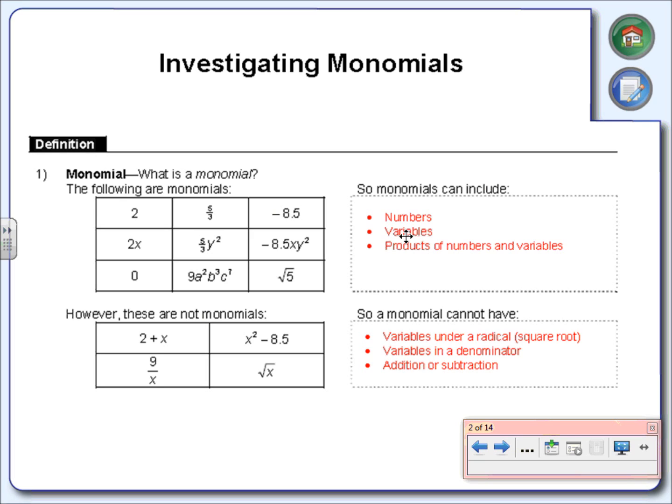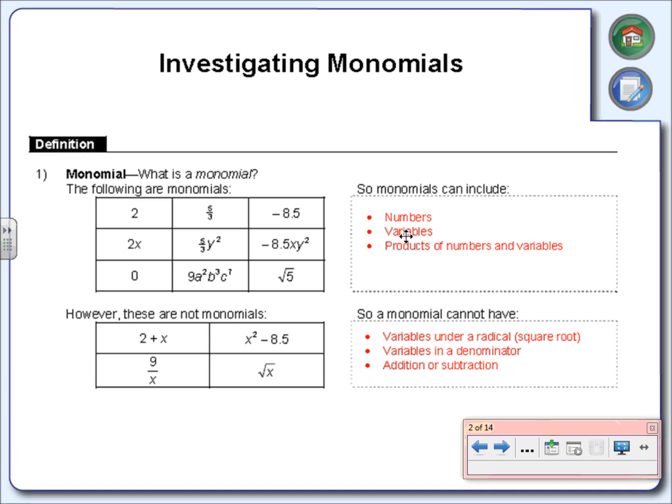We also cannot have variables in the denominator, like that 9 over x there. That is not a monomial, and that's because we have a variable in the denominator. It's okay if it's in the numerator, just can't have it in the denominator. And we also can't have any addition or subtraction when we're talking monomials. If there's addition and subtraction, we have a different name for it, and we'll talk about that tomorrow. Right now we're sticking to the monomials. So monomials cannot have variables underneath your radicals, cannot have variables in the denominator, and we can't have any addition or subtraction in those monomials.